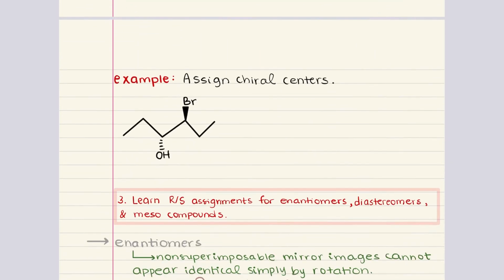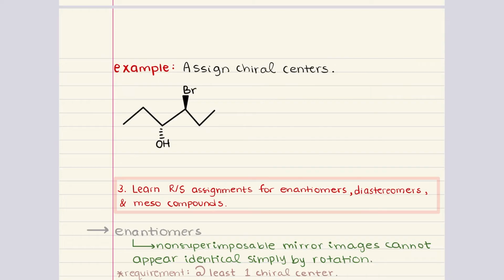So let's apply this to an example. Earlier, we said this molecule has 2 chiral centers, one over here and one over here. Let's go ahead and assign each chiral center.